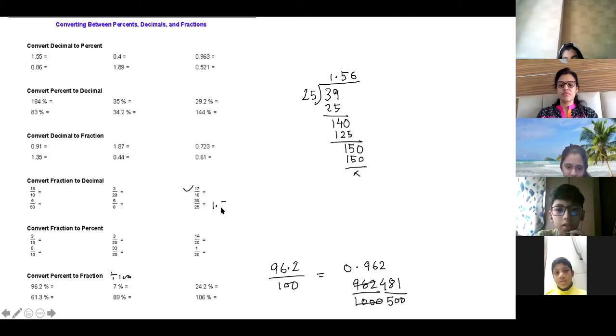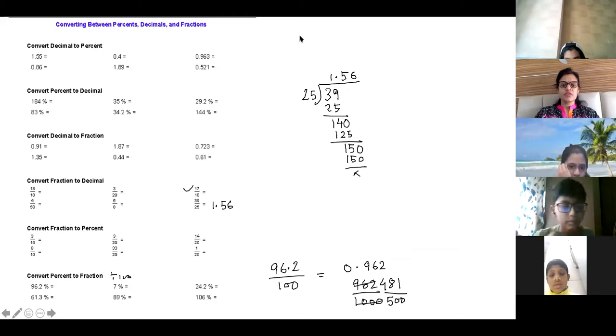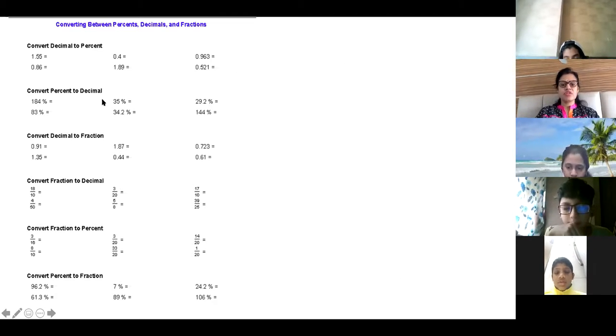So we will divide the numerator by the denominator. If it is 10 or 100 division, you will just shift the decimal. Okay? Short form. Is it clear? Ibrahim, is it clear now? Okay. So coming to the next.